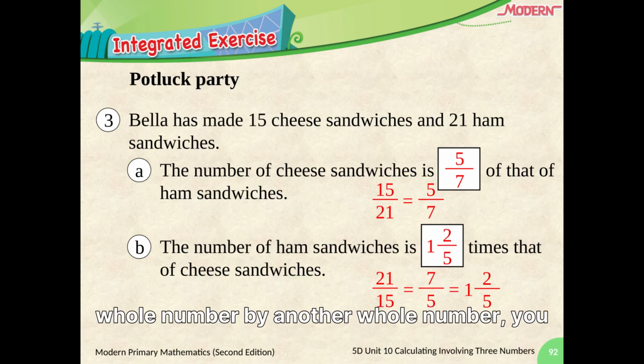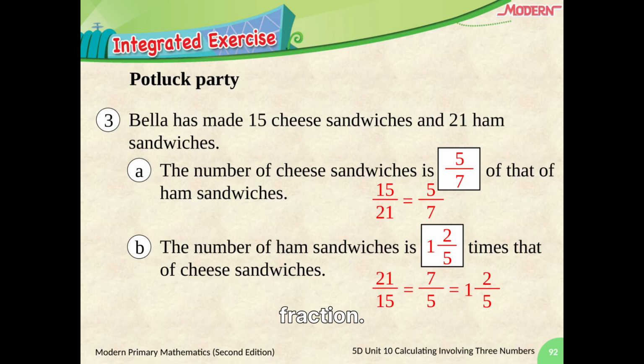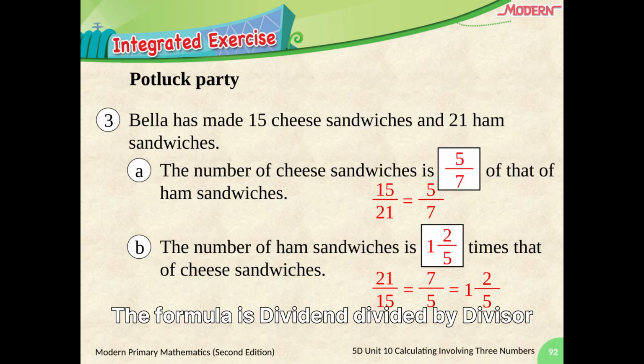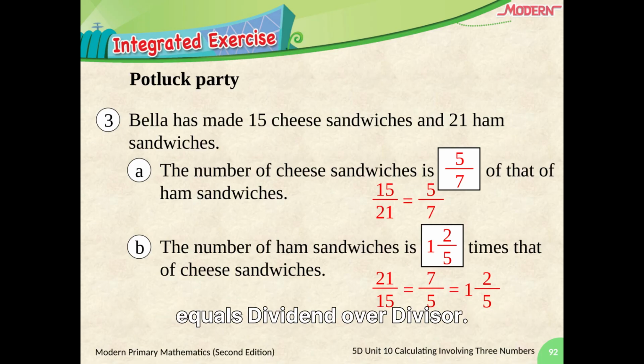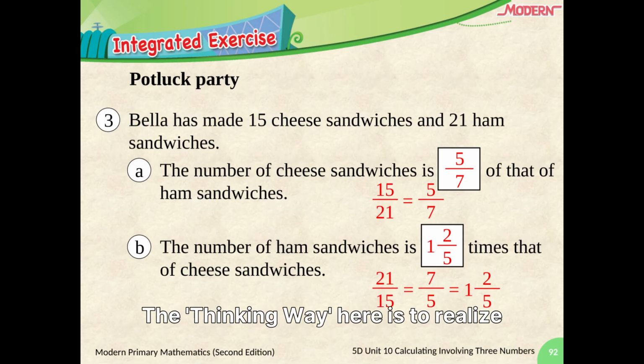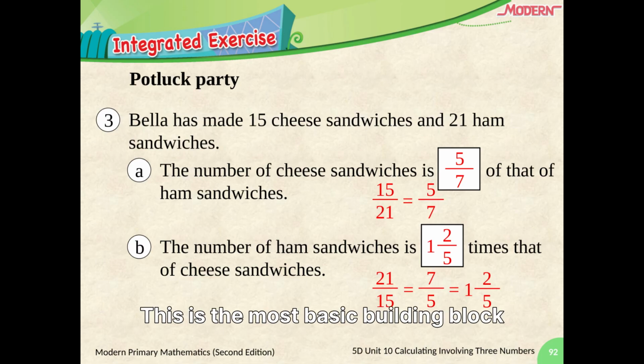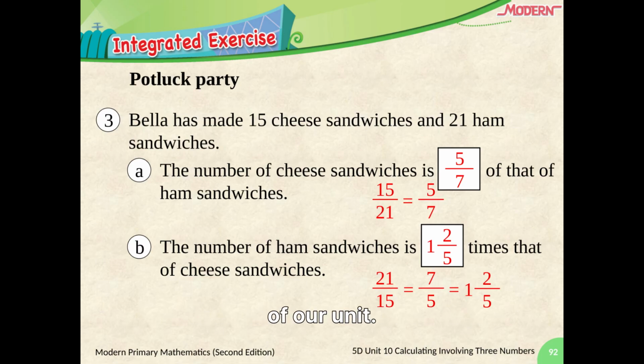When you divide a whole number by another whole number, you can simply express the result as a fraction. The formula is dividend divided by divisor equals dividend over divisor. Look at the example. 2 divided by 3 is exactly 2/3. The thinking way here is to realize that the division sign and the fraction line are actually the same thing. This is the most basic building block of our unit.